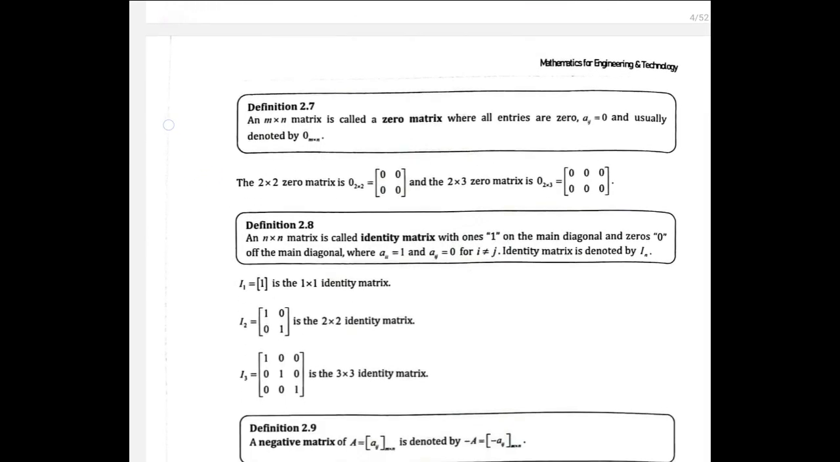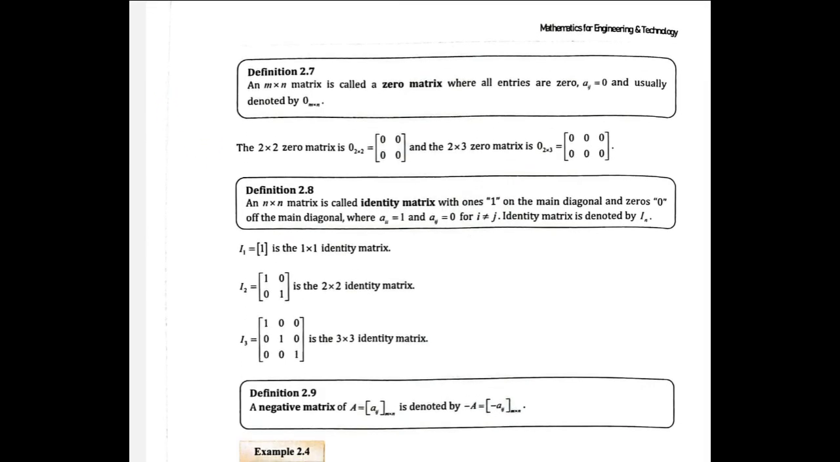Next is zero matrix. Just like its name, it is named zero matrix because all of the elements are zeros, and it is always denoted by zero itself. An identity matrix, among the important matrices that you're going to use later, is often written as I. It has ones in the main diagonal. You should get ones in the main diagonal and zeros anywhere else.